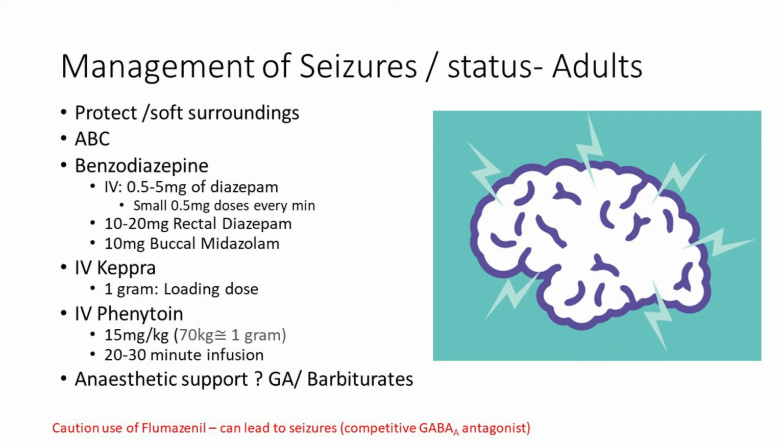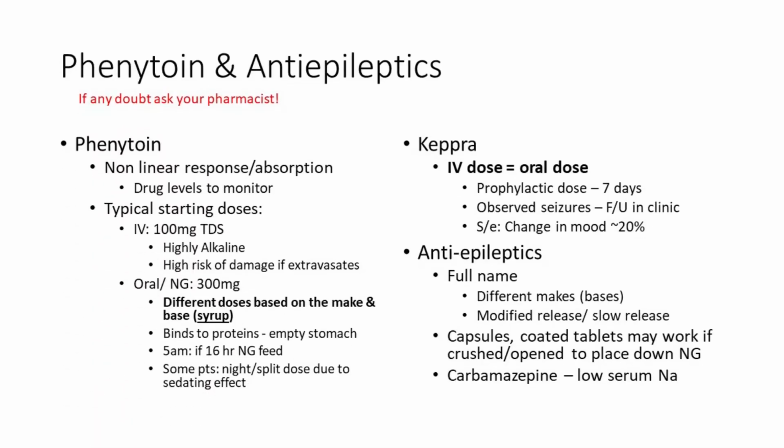If you think you've given too much benzodiazepine, don't jump onto flumazenil straight away, because that can lead you back to seizures, and because it's a competitive GABA antagonist, you're then fighting different medications you're giving, so definitely don't give that without a senior reg or consultant advice on that one. The other side is, whilst we're on antiepileptics and phenytoin, basically they're complicated, so if any doubt, ask your pharmacist is the main rule of thumb.